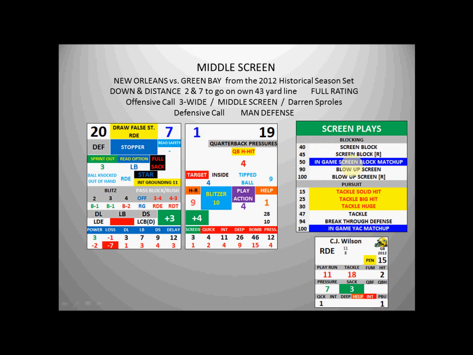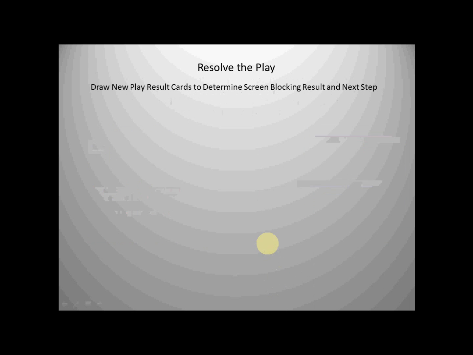All right? Well, who's going to blow up the screen? We look down here, again, in the pass block / rush section, and Green Bay is a 3-4 defense, so it calls on the right defensive end to try and blow up that screen blocking. Well, that is C.J. Wilson. So even though he didn't draw a false start, he's going to be the one to try and blow up the screen blocking. So let's see what happens as we resolve the play.